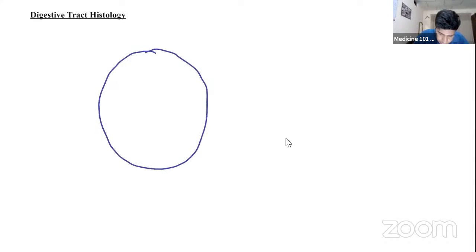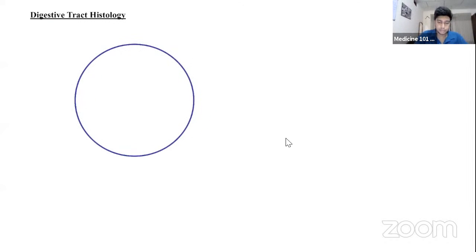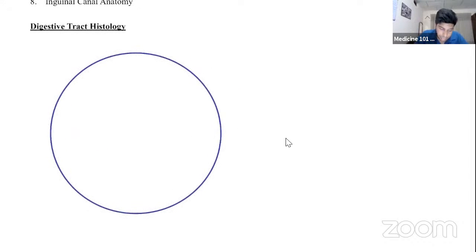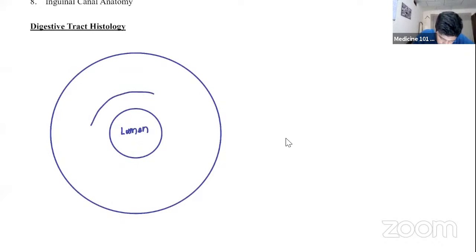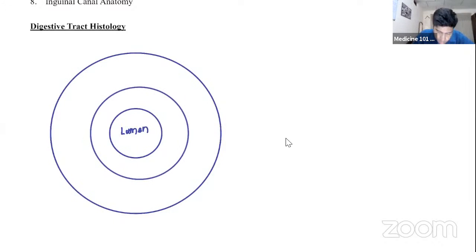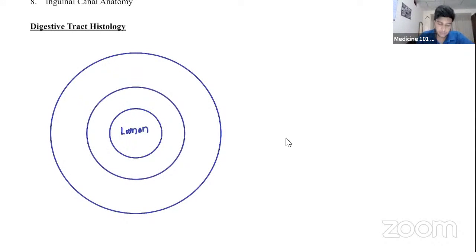If this is our GI tract, there are several layers in the wall. The innermost, where the food passes through, can someone tell me the name? What do you call the region where the food passes through? The open region, the lumen. Yeah, it's simple. Now, outer to the lumen, we have a layer of tissue. What is this tissue layer called? Mucosa.